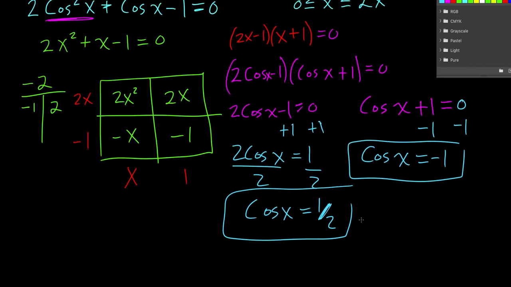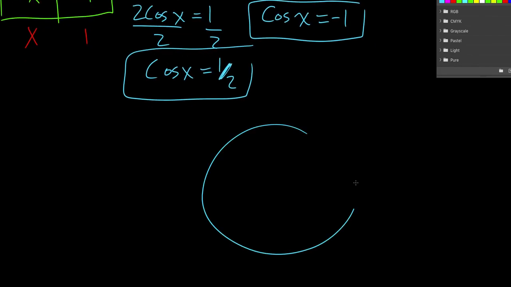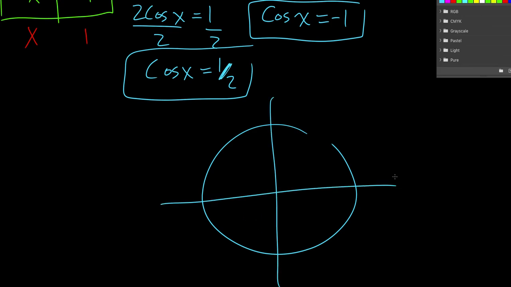Okay, now we have those. Now we can go to the unit circle. So we draw a unit circle. Remember, cosine is an x value. So x value equal to negative 1 is only right there. That's the only place where that occurs. And then cosine of 1/2 is going to be our third tick mark. And so we can be symmetric and go down there.